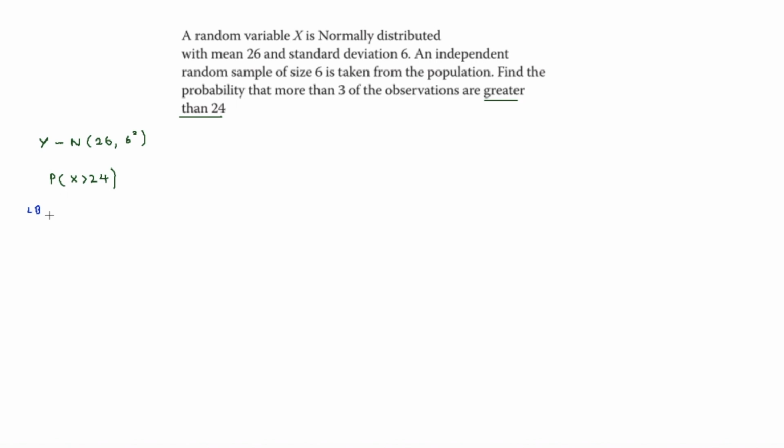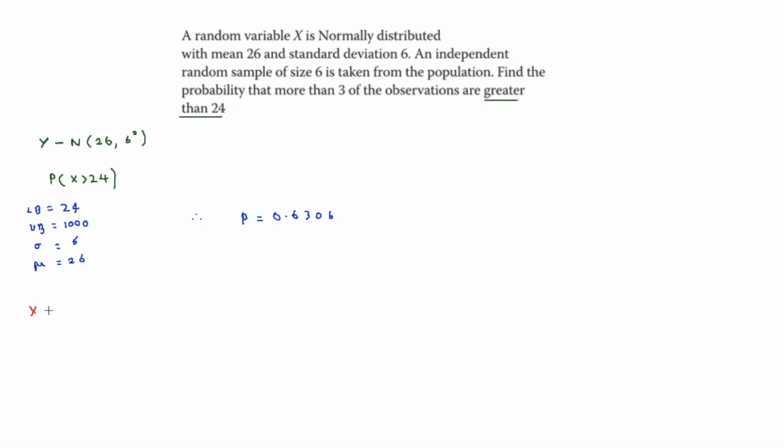So again, we'll be using normal CD for this. We'll have our lower bound, this time of 24. Our upper bound can be any high number, and I normally use 1,000. Then standard deviation is going to be 6 in this case, and then the mean is going to be 26. Therefore, put that in your calculator, and what we're going to get is the probability is equal to 0.6306. So now we've got that, we can now put it back into a binomial distribution.